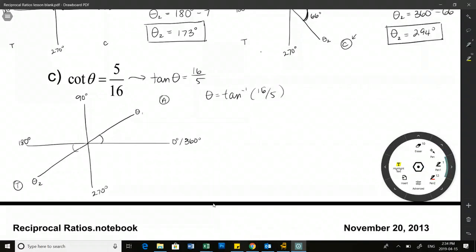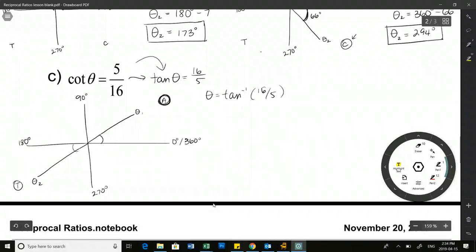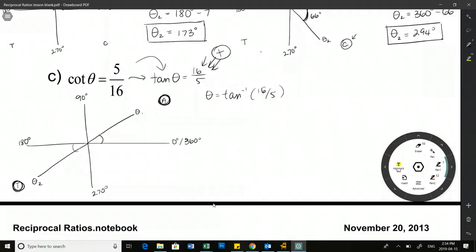The first thing that you should have done here was switch cotangent into its primary ratio, which is tangent. So tan of theta should be equal to 16 over 5. I know that my possible answers are in the all and tan quadrants because this value, 16 over 5, is a positive value. So if I'm taking the sine or the tan of an angle and I'm getting a positive value, I must have taken the tan of an angle between 0 and 90 or between 180 and 270. Okay?